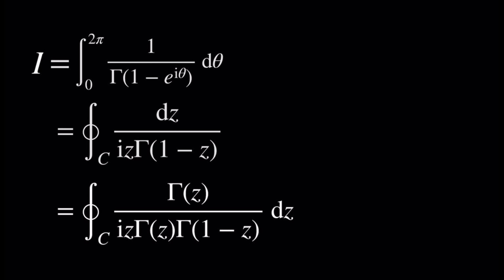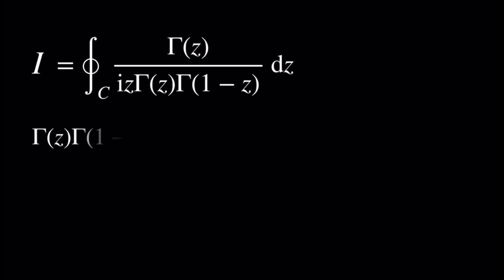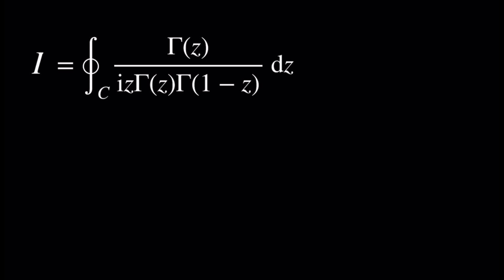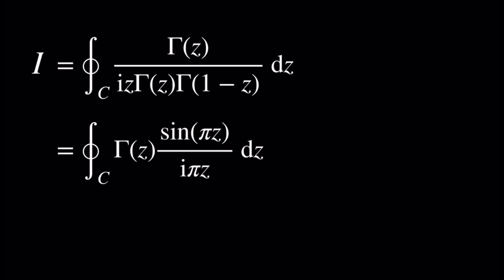Now let's recall Euler's reflection formula. It tells you that gamma of z times gamma of 1 minus z is equal to pi over sine of pi z, as long as z is not an integer. Now if we replace and simplify, we get that I is equal to the integral along the unit circle of gamma of z times sine of pi z over i pi z.